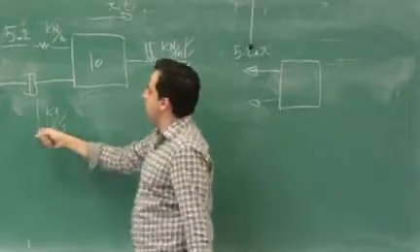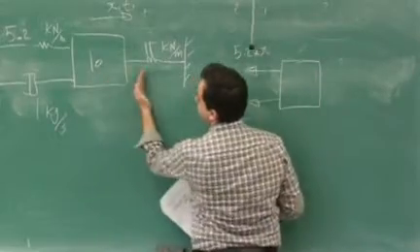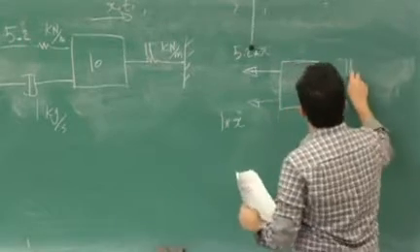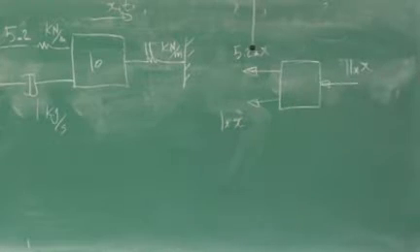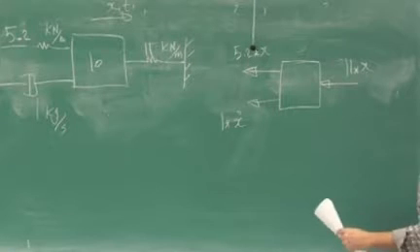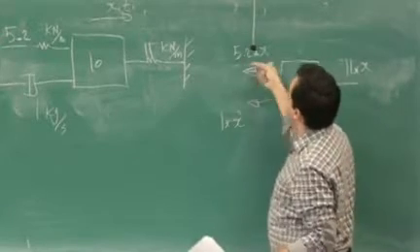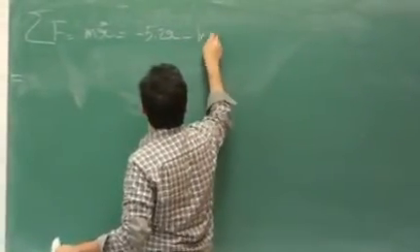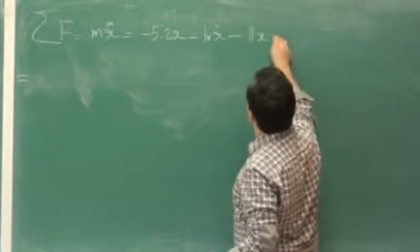The force coming from the damper is going to be 1 times x dot. So if it's moving by x in this direction, it's going to be compressed. So it's going to apply the force in this direction, 11 times x. So the sigma F would be m x double dot equals minus 5.2x in this direction, minus 1 times x dot in the opposite direction, and minus 11x in the opposite direction.